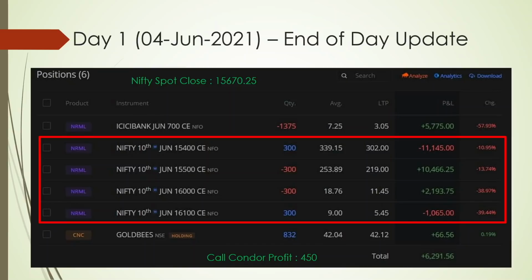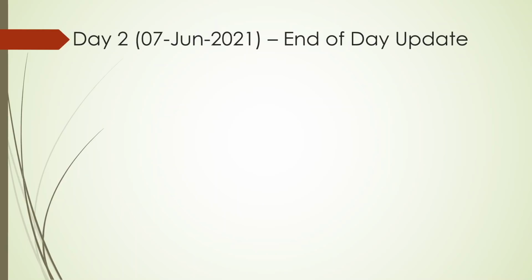Wherever the VIX goes, the profit and loss might give a momentary spike, but at the end everything will get smoothened out, because when the sell is increasing in value, the buy will also increase in value. Right now the Call Condor is at 450 rupees profit. This is the day one end of the day update. Thank you. Let's see day two.